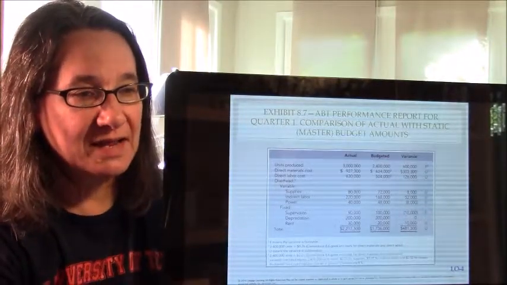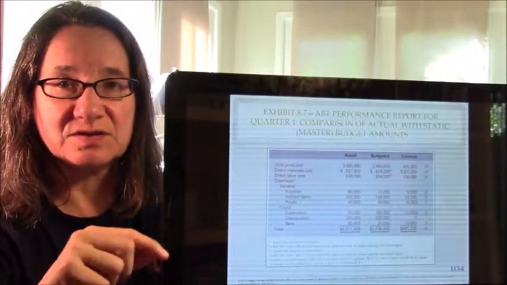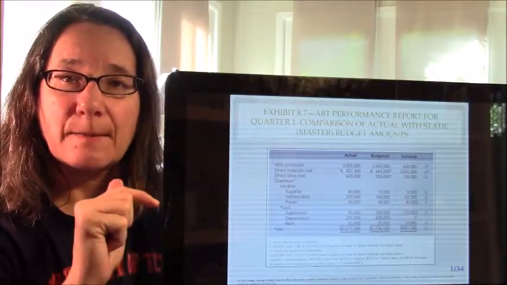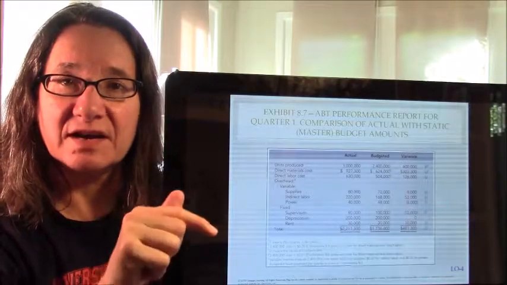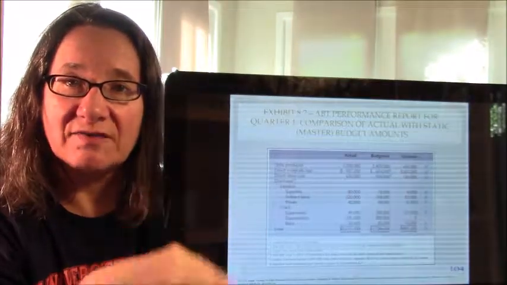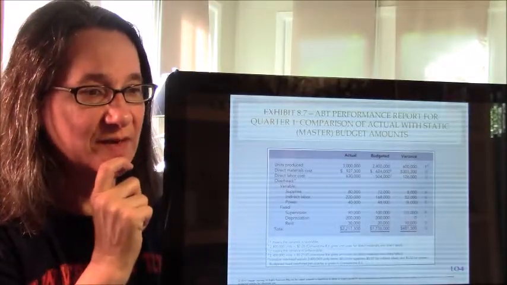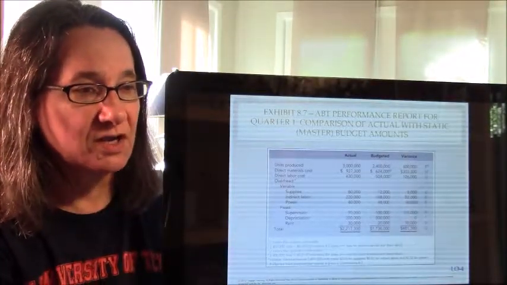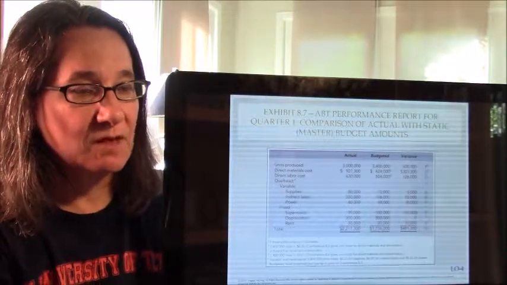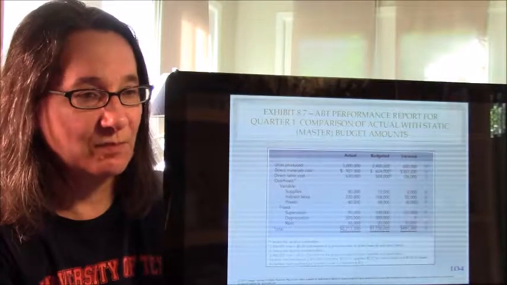So what makes favorable and unfavorable is not just was one bigger or smaller, it's was that difference, was that variance profit increasing or profit decreasing? So if you look at that first line, you budgeted 2 million, you actually made 3 million. Well, that would increase profits, right? Because you would have had more and sold them, so that's favorable.